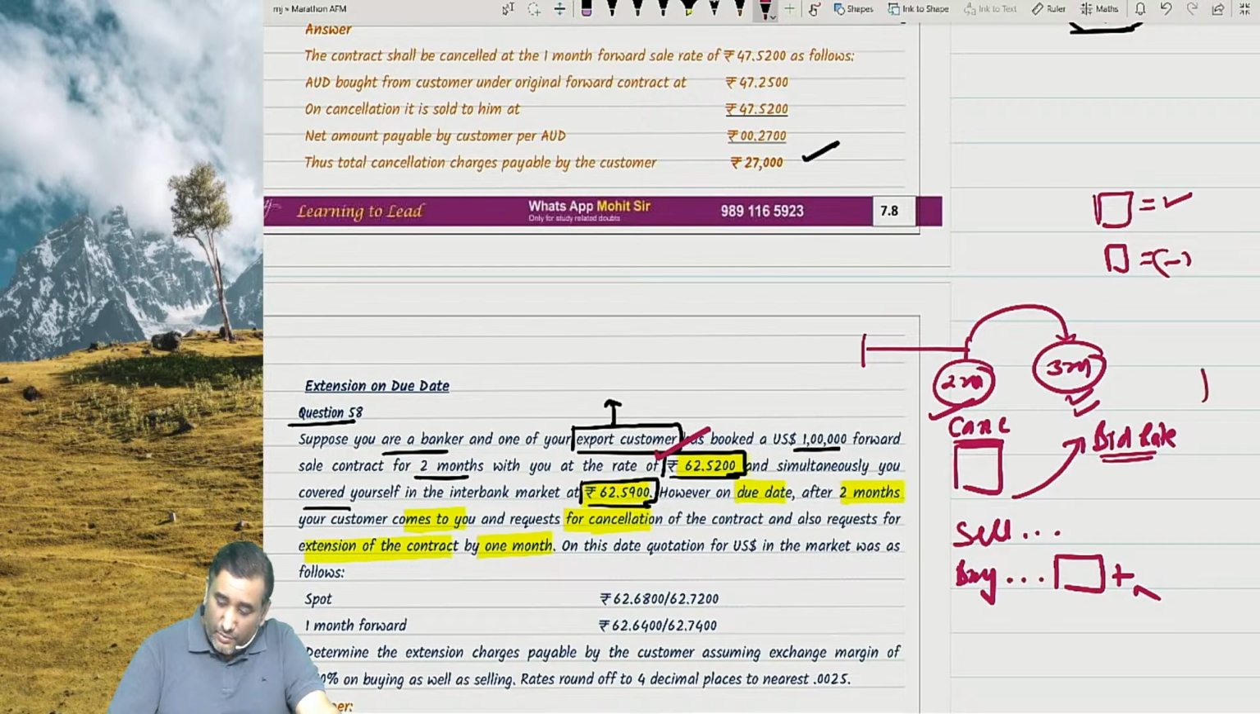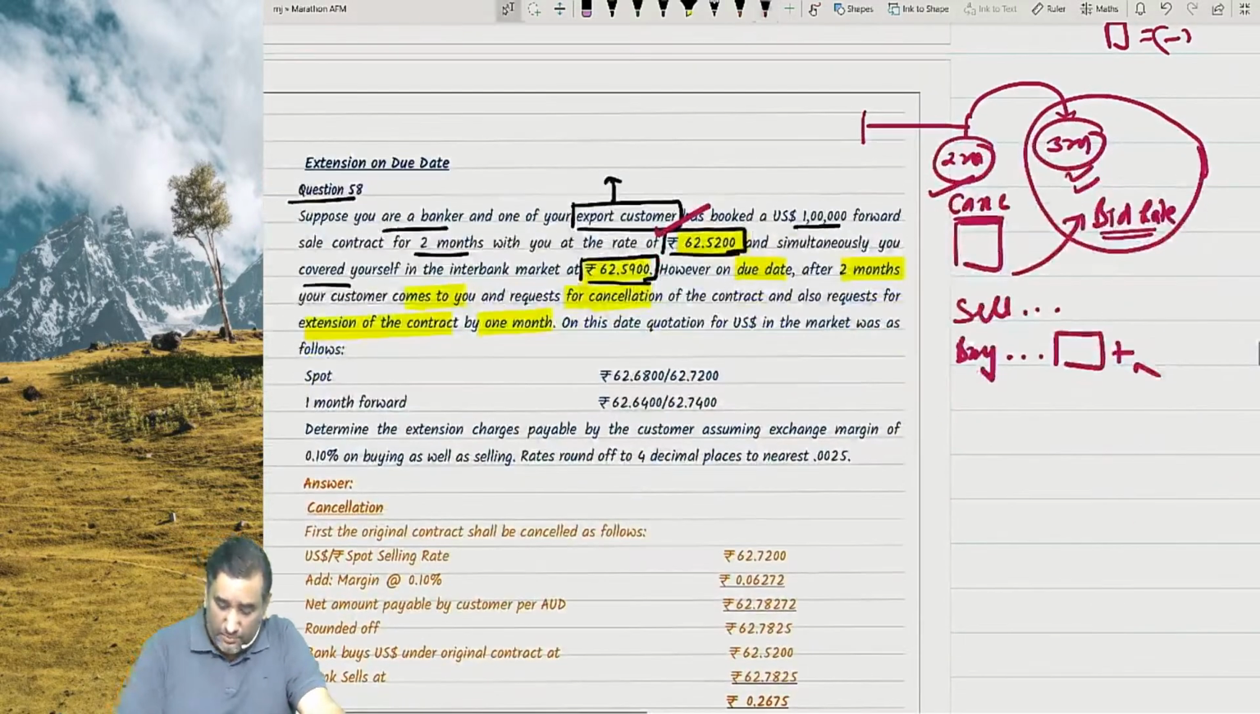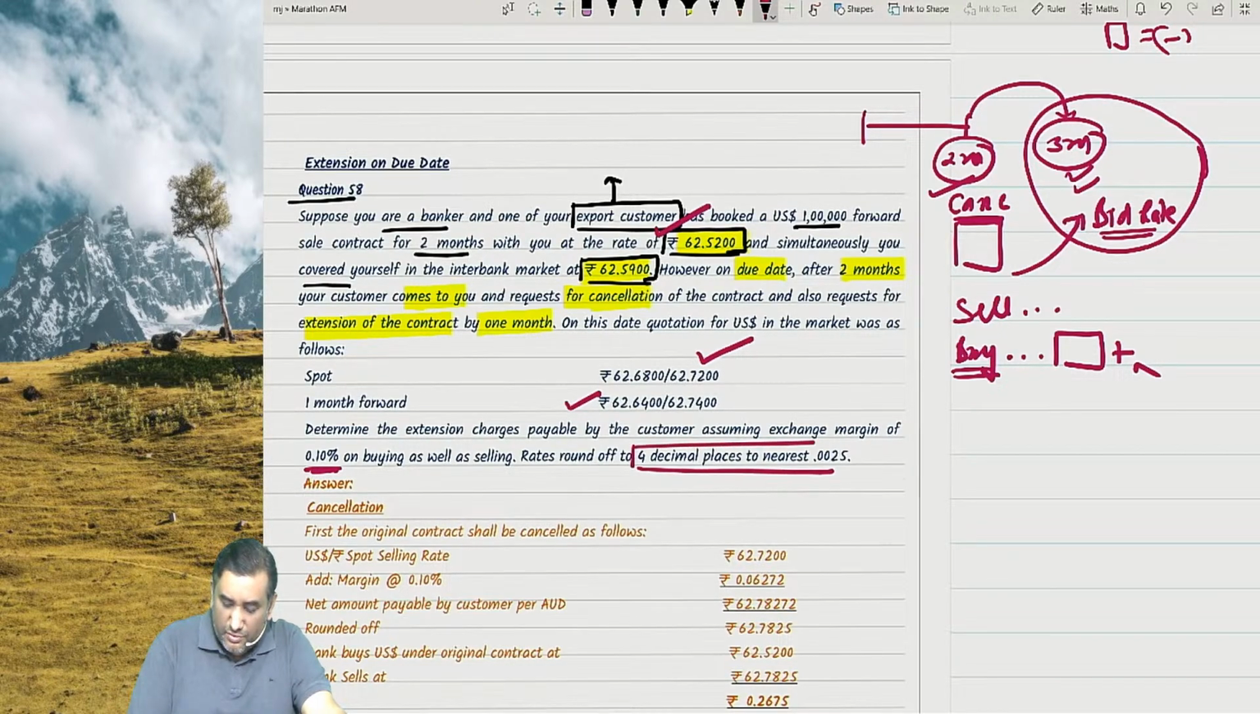And then when you are giving him a new rate after 1 month's time, it's as good as a new exporter has come. So it's a selling contract from the exporter's perspective, minus margin and give him. So the relevant rate for me would be the spot rate, that's basically 62.7200 ask rate, because he'll have to buy as a customer, and then the 1 month forward rate will come handy as 62.6400. This will come, and then a margin of 0.10 buying selling, rates rounded off to 0.0025.